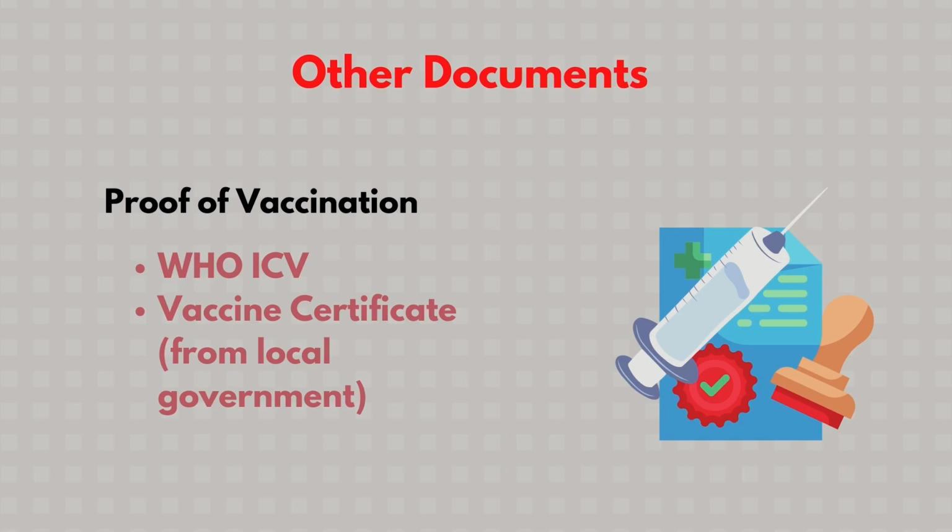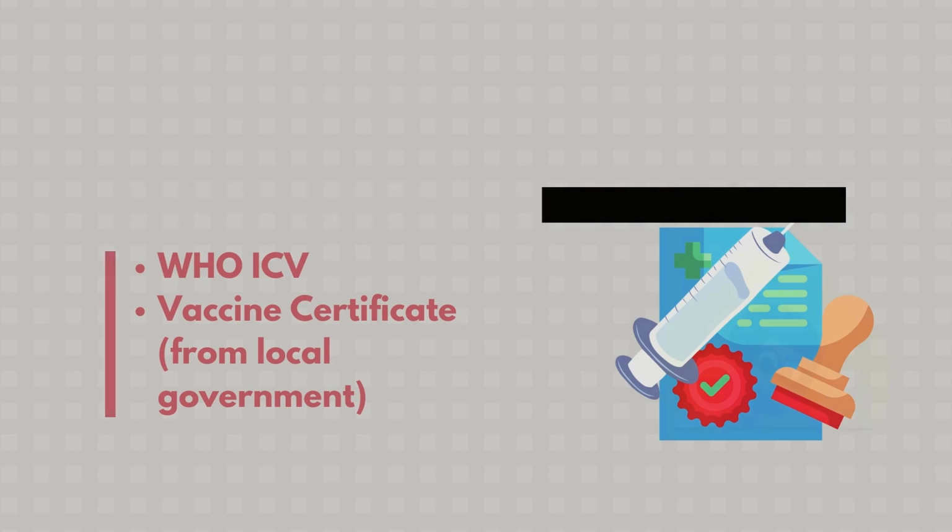Although not included in the list, another document that you must be able to supply as a traveler, as a tourist to Germany, to the Schengen area, is proof of vaccination. So either the WHO ICV, the vaccine certificate from your local government, or a digital copy of the vaccination certificate.